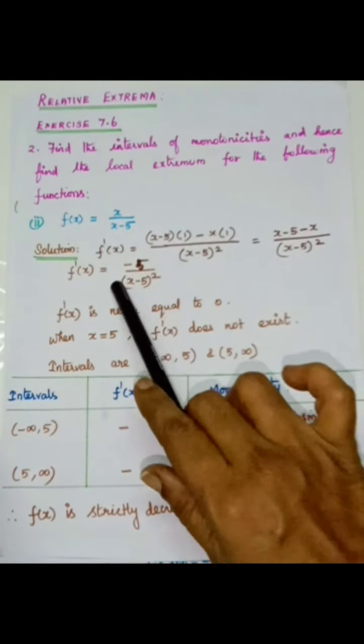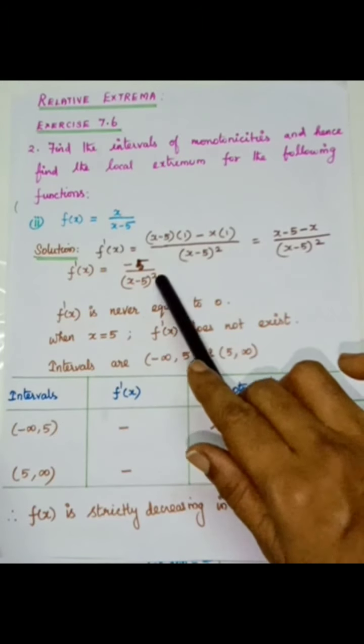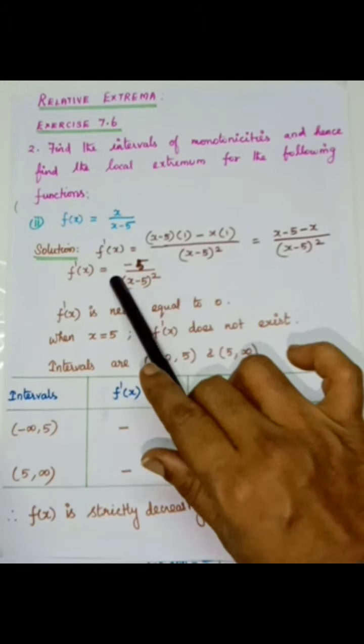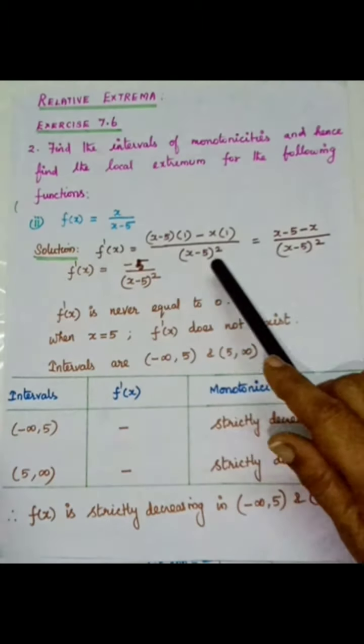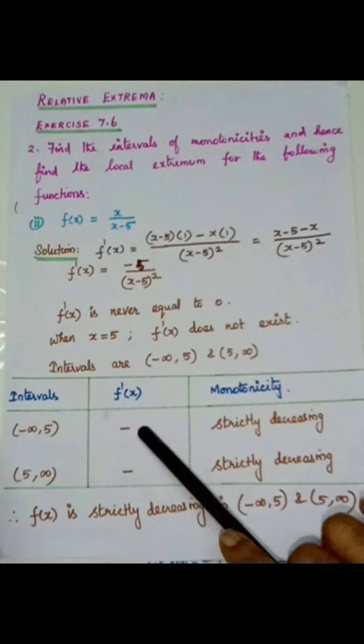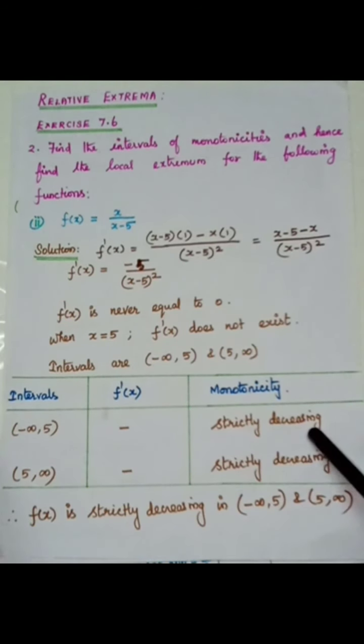The denominator is x minus 5 the whole square. So, when you square any term, it is positive, isn't it? So, the denominator is positive. In the numerator you are having the constant minus 5. So, it will be negative. So, if it is negative, the function is strictly decreasing.